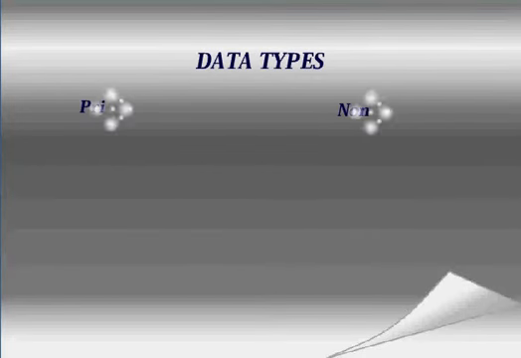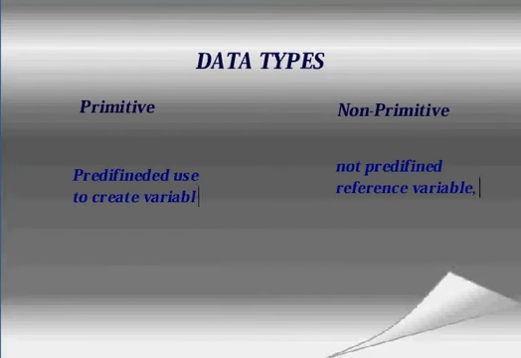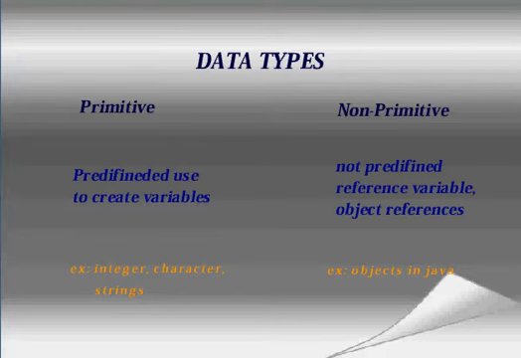Let's see what are primitive and non-primitive data types. A data type is a classification of data, which can store a specific type of information. Data types are primarily used in computer programming, in which variables are created to store data. Each variable is assigned a data type that determines what type of data the variable may contain.